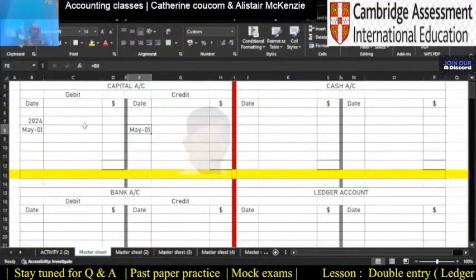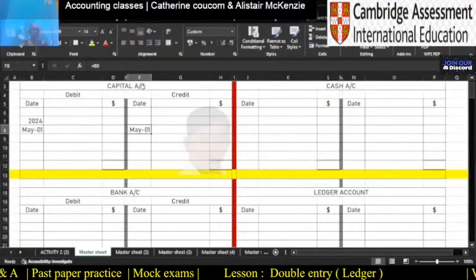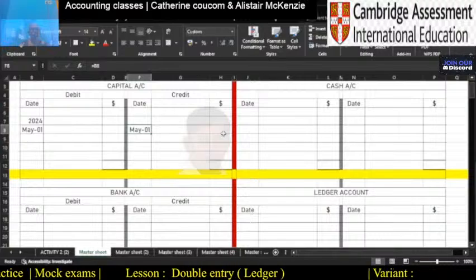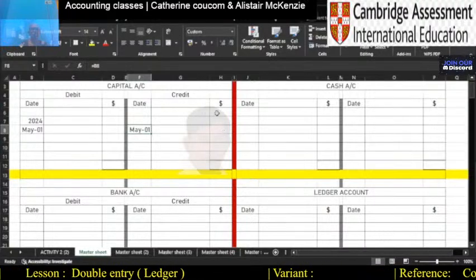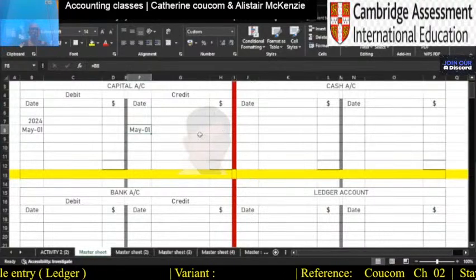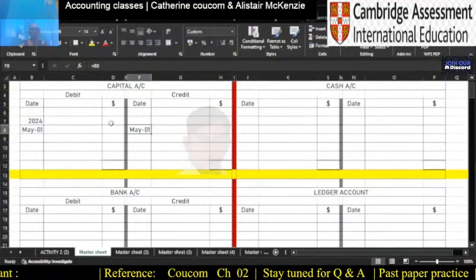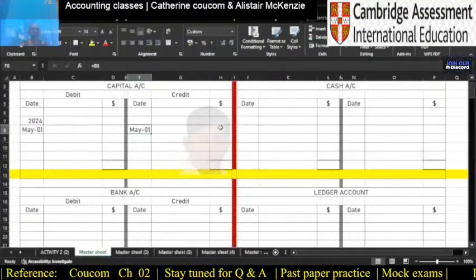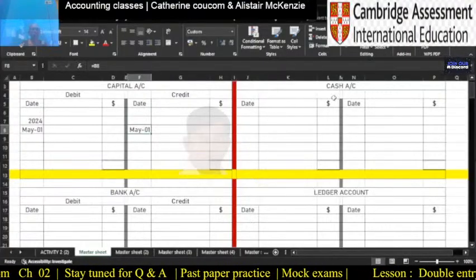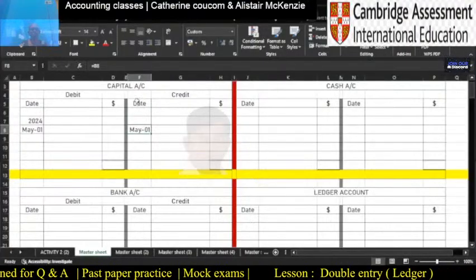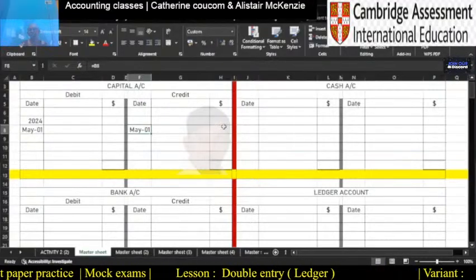So it should not be debited, it should be credited. The capital account should be credited with the amount that is given. The capital account should not be debited. So what accounts will be debited? The cash account will be debited, the bank account will be debited, and the capital account will be credited.